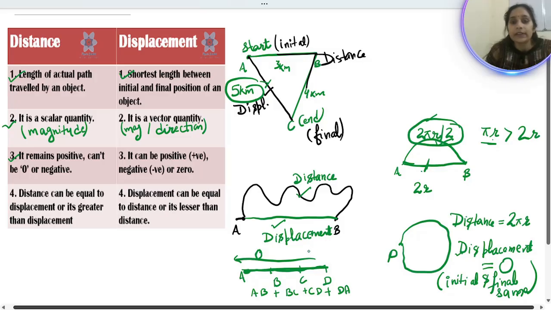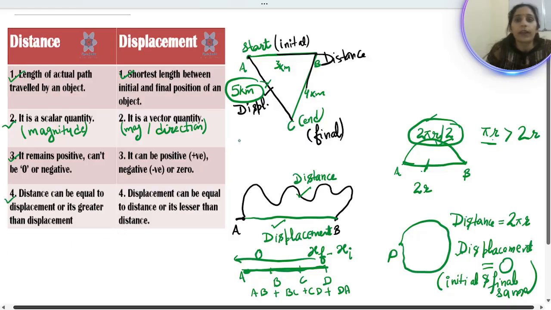And the displacement is calculated by the formula, the final position minus initial position. So you can also apply the formula here. Final is this DA, and the initial is AD. DA minus AD, same value, it becomes 0. I hope this point is also clear.